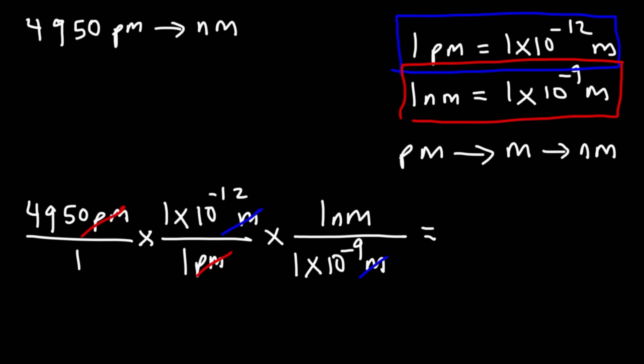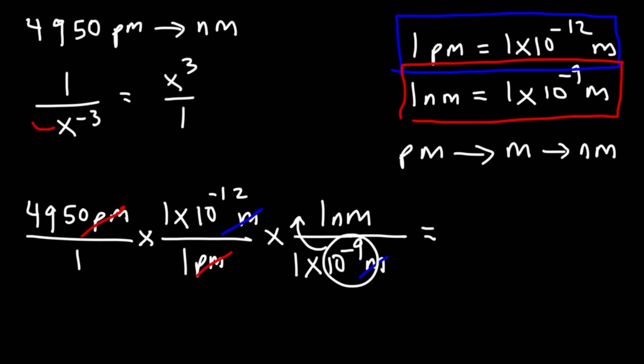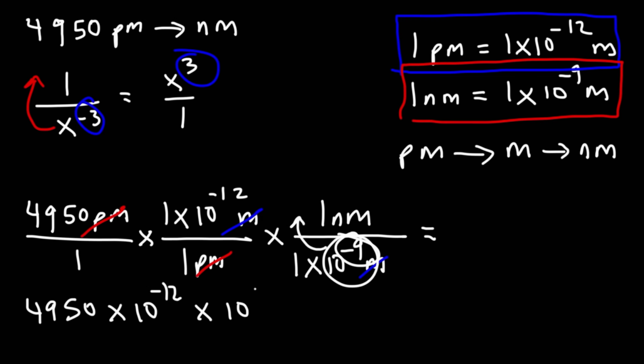First, let's see if we can do this mentally. Let's take the 10 to the negative 9 and move it to the top. By the way, 1 over x to the minus 3 is the same as x to the positive 3. Whenever you move a variable from the denominator to the numerator, the exponent changes sign. So in this case, it's going to change from negative 9 to positive 9. So what we have is 4950 times 10 to the minus 12 times 10 to the positive 9.